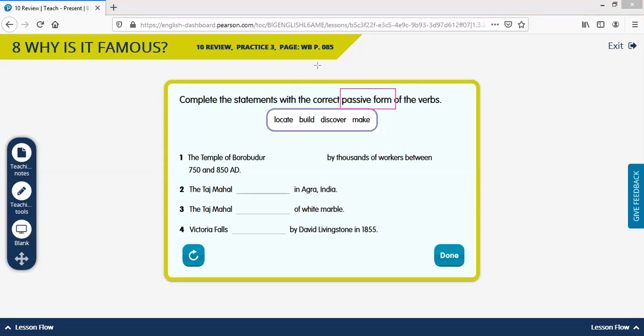Okay, passive form is this. When we use the verb be plus a verb in past participle. Okay, that's what that means. When we use a verb in past participle, preceded by the verb be. Okay, that's what that means.